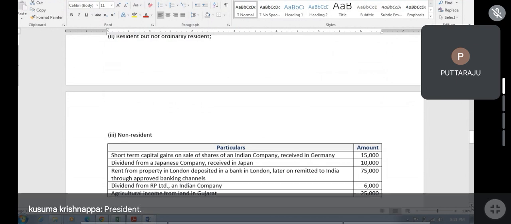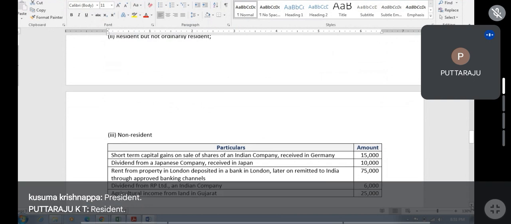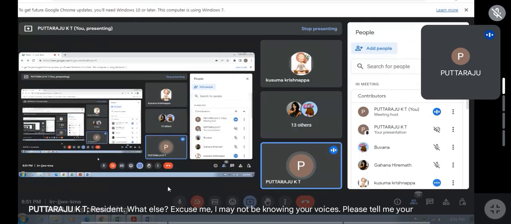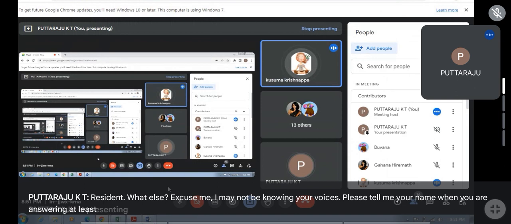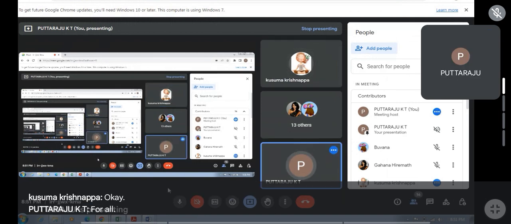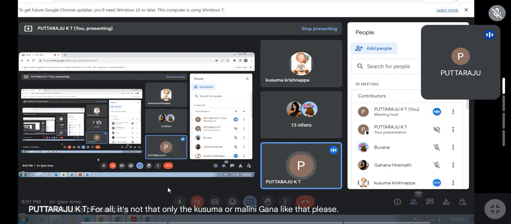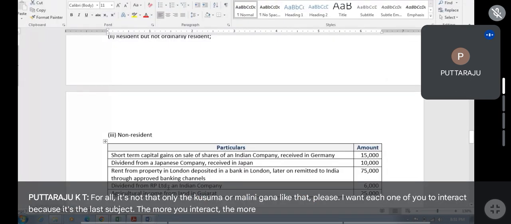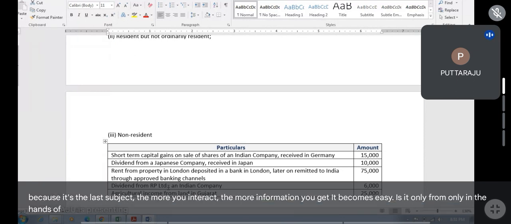Resident. Resident. What else? Excuse me, I may not be knowing your voices. Please tell me your name when you are answering at least. Okay? It's not that only Kusmar, Malini, Gahana answer like that. Please, I want each one of you to interact because it's a law subject. The more you interact, the more information you get. It becomes easy.